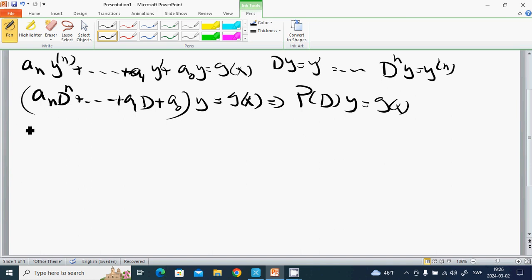Example is D^2 plus 3D plus 2, y equals y double prime plus 3y prime plus 2y.